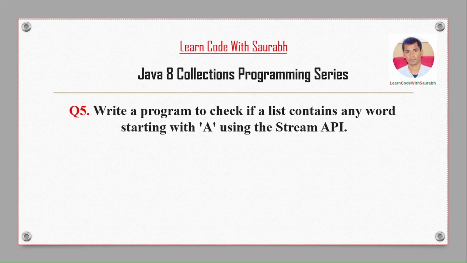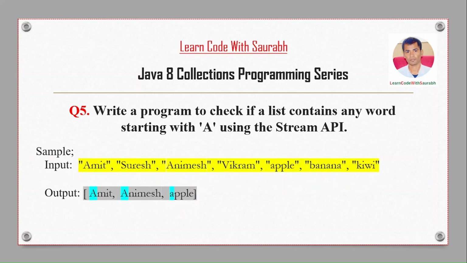Today I am going to show a program to check if a list contains any word which is starting with A, and we will create the program by using the Stream API. For example, if we have input like Amit, Suresh, Animesh, Vikram, Apple, Banana, Kiwi, we have to find which words are starting with A. So I just found the output: Amit is starting with A, Animesh is starting with A, and Apple is starting with A.